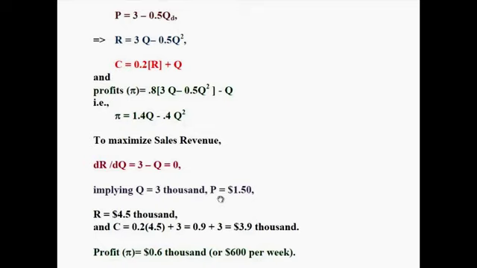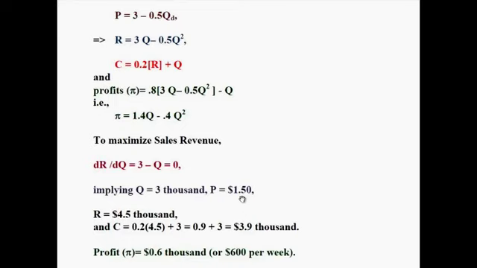And that explains why the price is 1.5. The revenue is price times quantity, so 1.5 times 3 is 4.5, again in thousands. The cost is 20% of the revenue, so 20% of 4.5, plus the cost of production, which is $1 per sandwich, that's going to be 3, or 3,000.